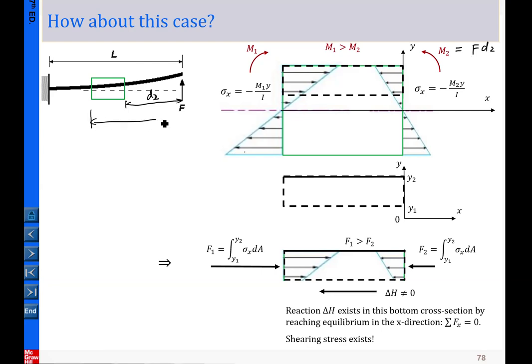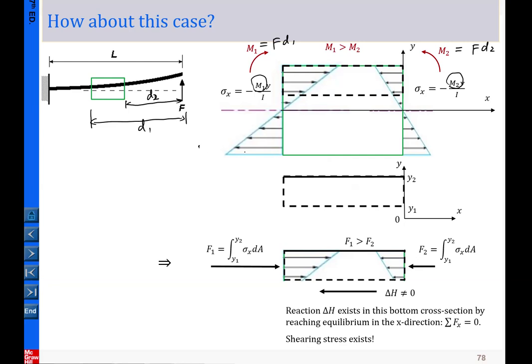Again, let me call this distance D1. Then you should be able to calculate M1 equal to F times D1. Again, this is a very simple calculation from your statics. So now on this side, we have a moment F D2. So again, we have the bending stress, and using the same concept, the bending stress is like this. Here the moment is M2, and similarly here the moment is M1.